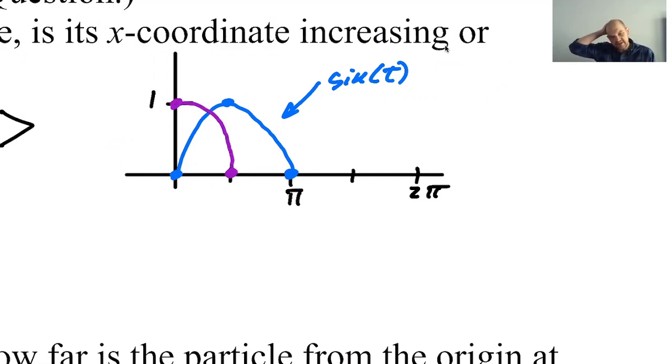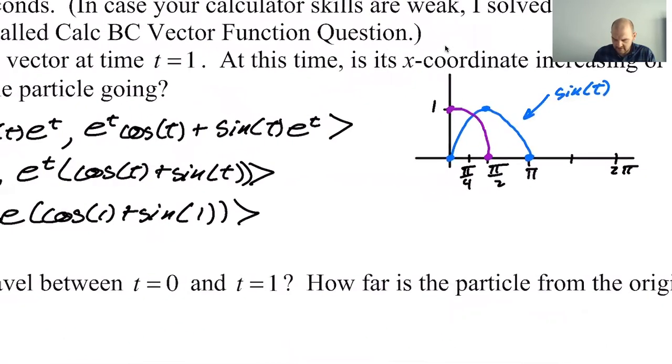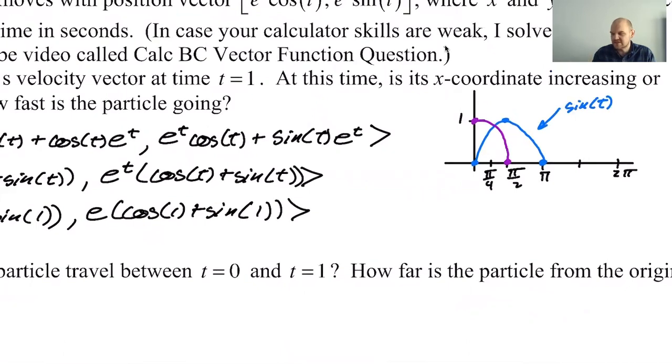Why do I think that's all I'm going to need? Because pi over 2 is 1.57, but pi over 4 is about 0.78. So it's somewhere between pi over 4 and pi over 2. Here's pi over 4. Here's pi over 2. It's probably a super easy way to do this. I mean, 1 radian is almost 60 degrees.